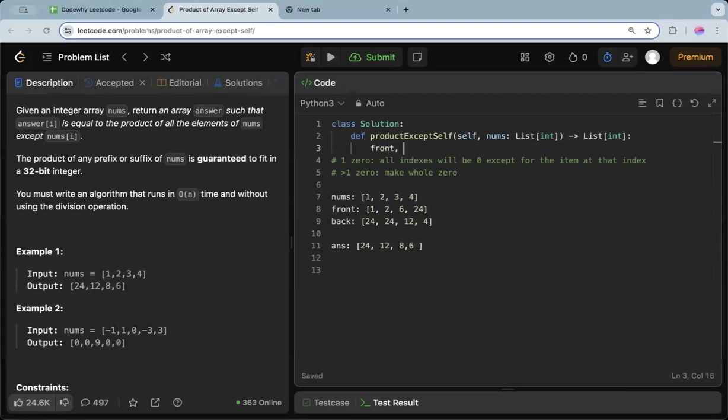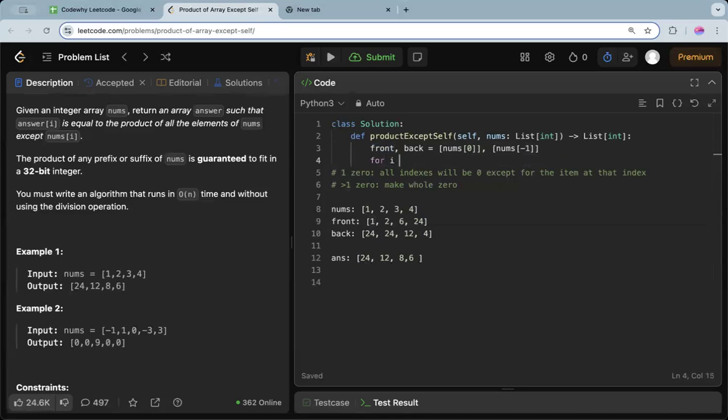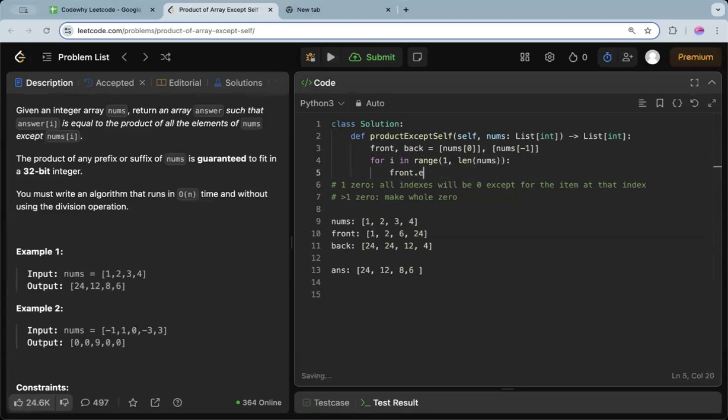So we will have a front variable and a back variable, and I'll just initiate them with the starting value. So the front will start with the first value and the back will start with the last value. And yeah, for i in range 1, len nums, we will do front dot append nums i star front -1.